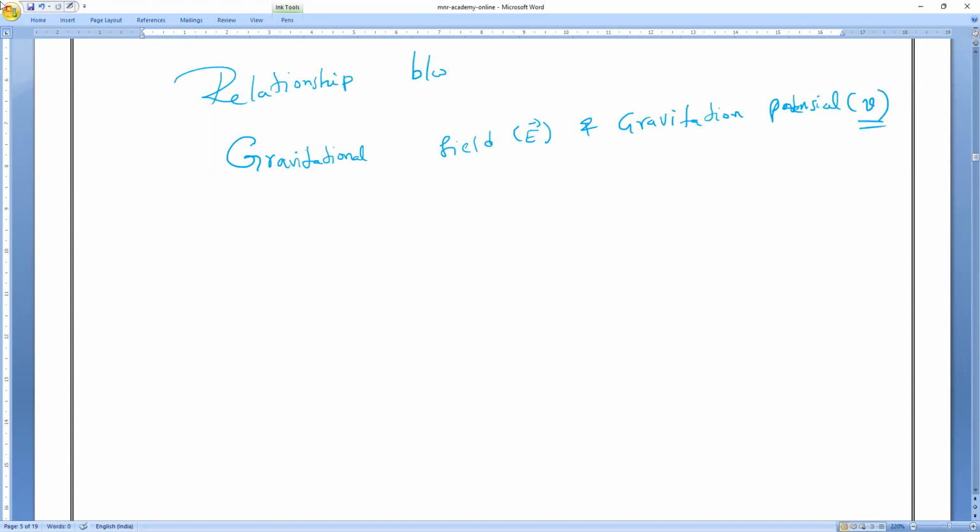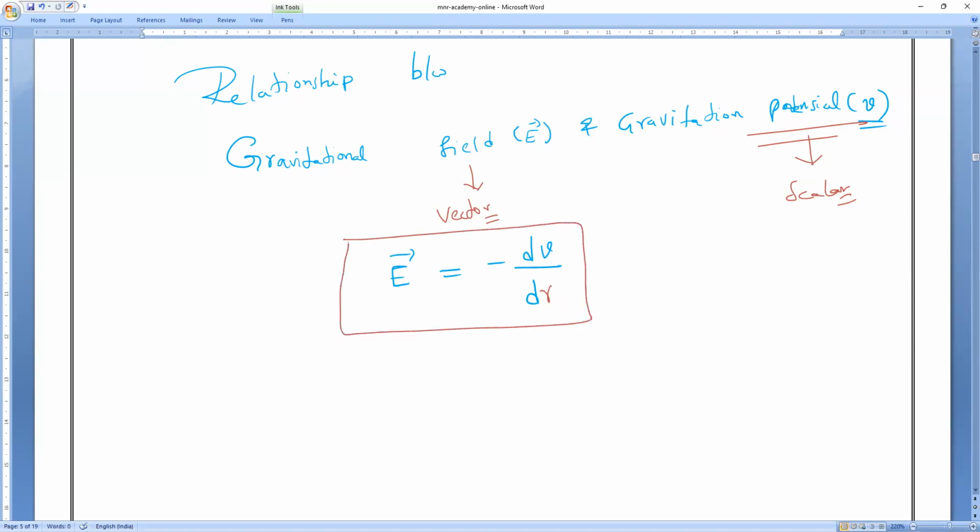We all know that gravitational field is a vector quantity, and gravitational potential is a scalar quantity. So the relationship between them, of course, we'll derive it. The relationship is E equals minus dV divided by dr, that is, differentiation of potential with respect to r. This is the relation between gravitational field E and gravitational potential V.